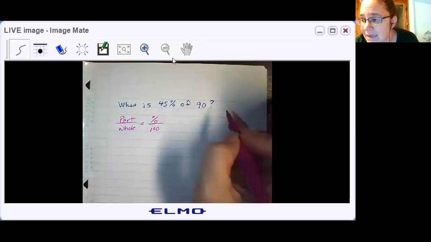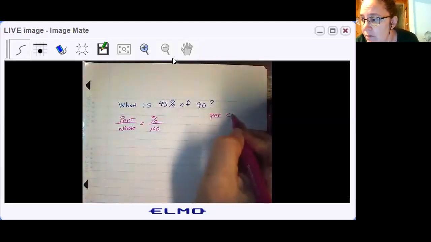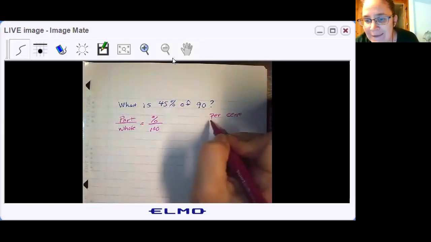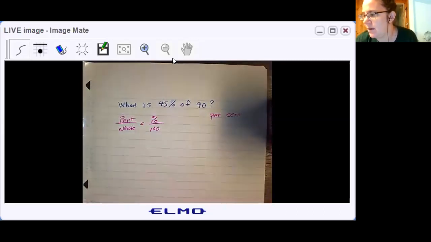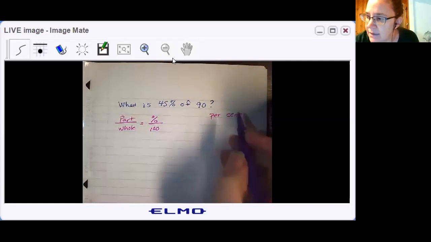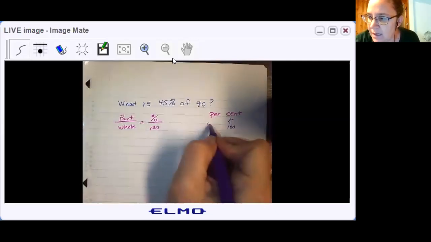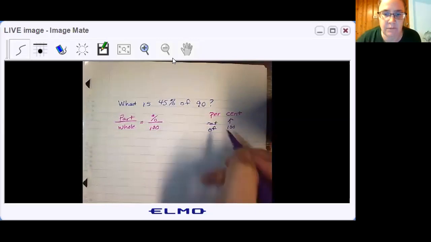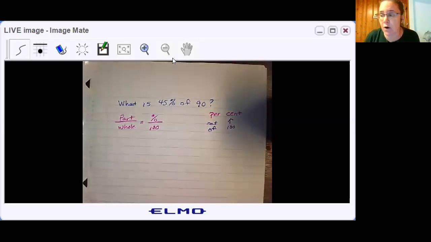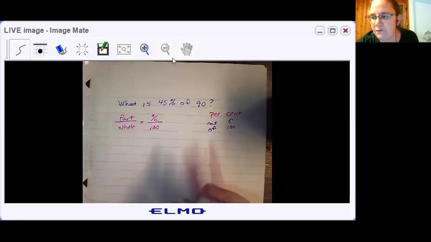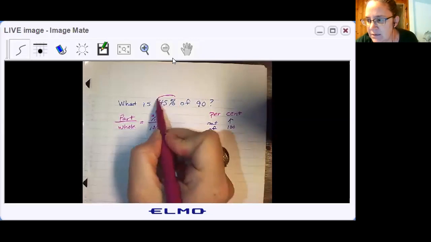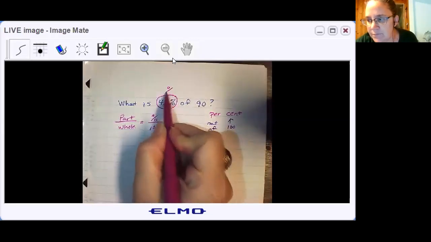Because percent, if you break it down, percent: cent means 100. Per means out of or part of. So a percent is what part out of 100 something is. So now let's look at this. Very obviously, this is our percent.